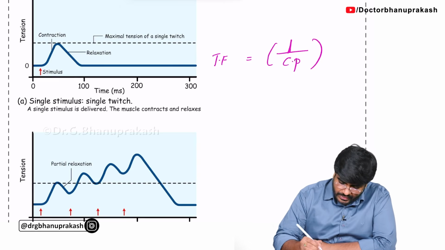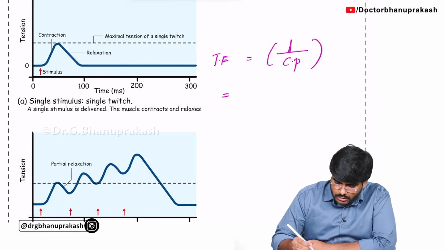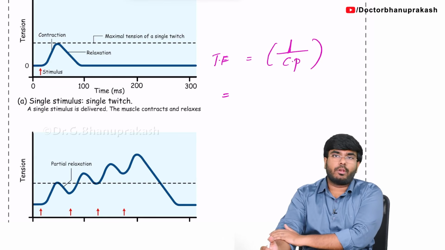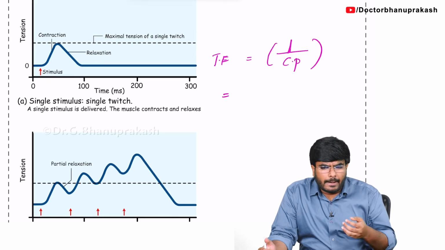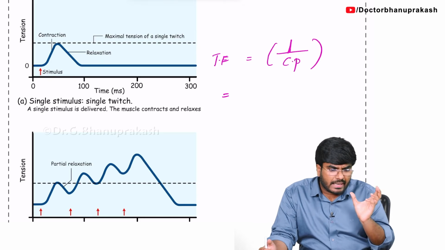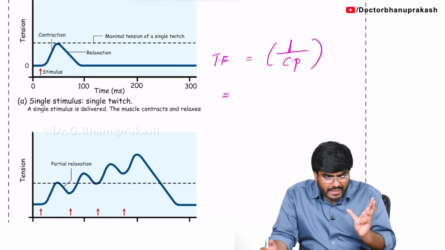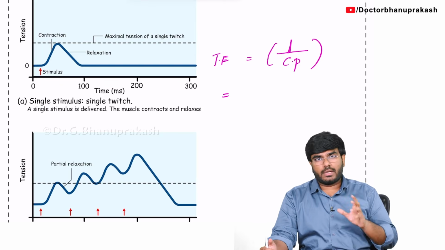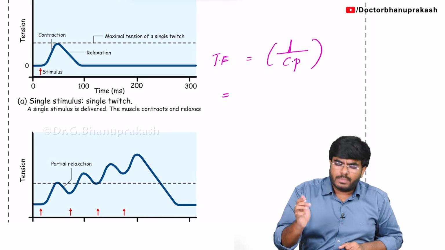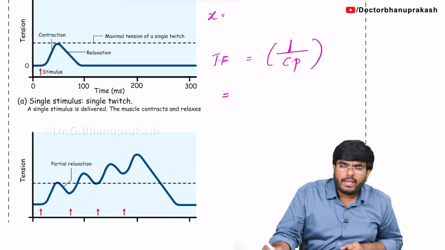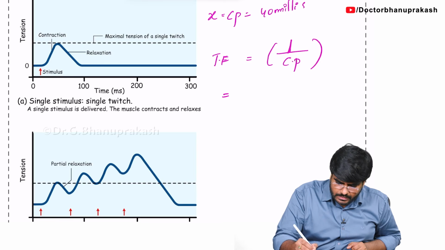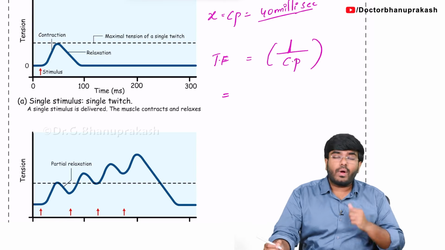For example, I am talking about some muscle in your body. This is the latency period. This is the contraction period of a particular muscle. This is the relaxation period of a particular muscle. So for an X muscle, the contraction period is, let's say, 40 millisecond.